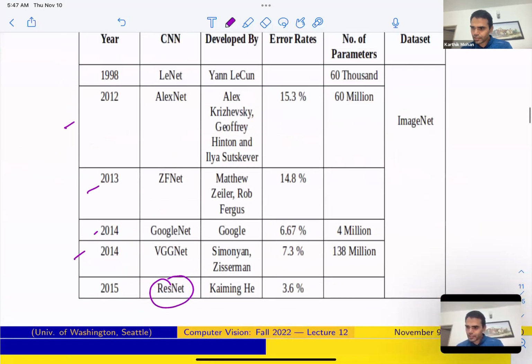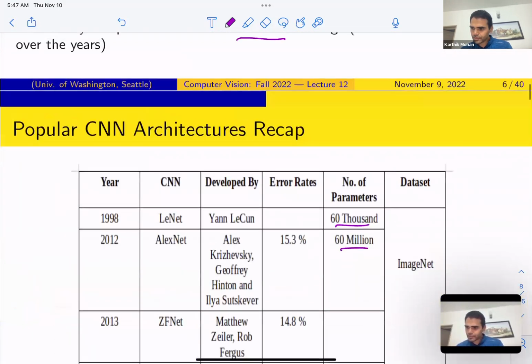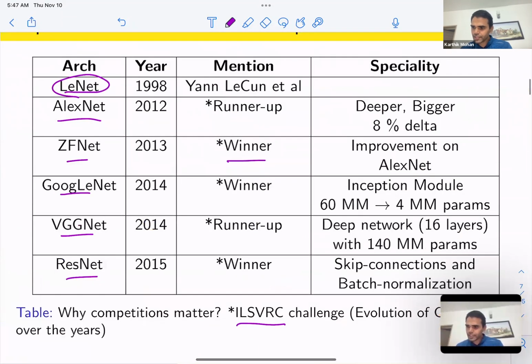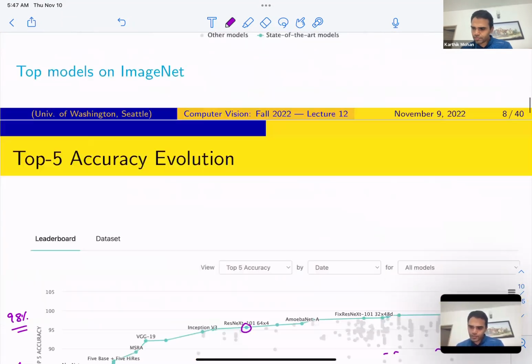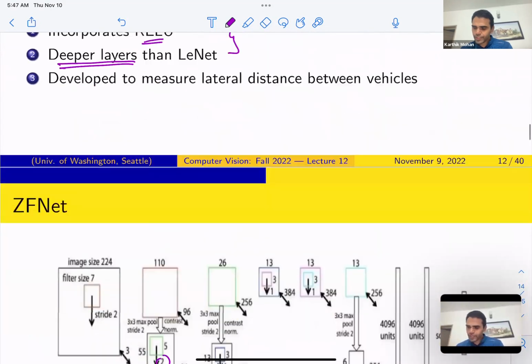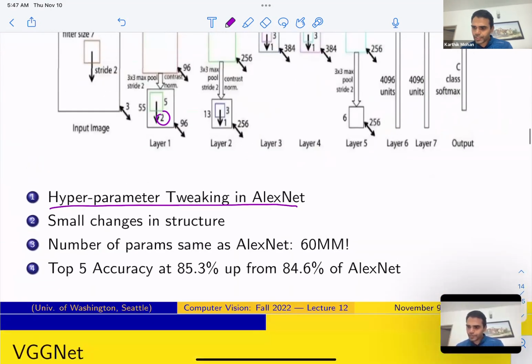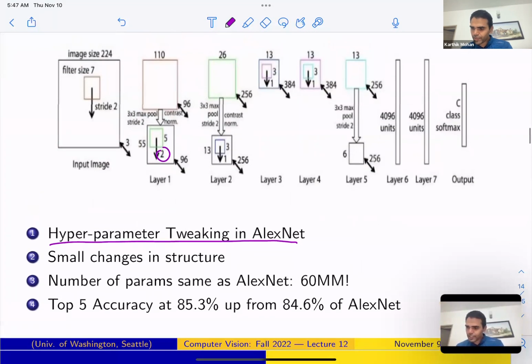Yeah, one second. So yeah, it did win the challenge in 2013. There was a marginal improvement in hyperparameter tweaking, but it still won the challenge in 2013. So it's good. And the number of parameters is the same as AlexNet, right?